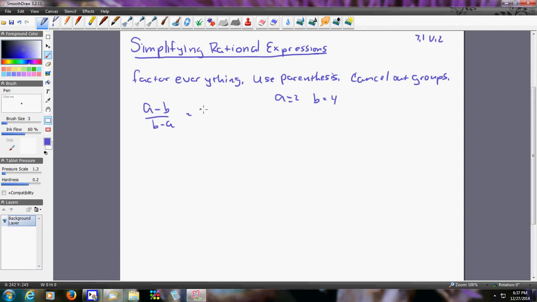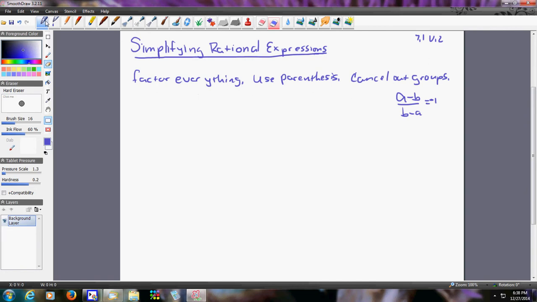You're going to end up with 2 minus 4 over 4 minus 2, which gives you a negative 2 over a positive 2, which is a negative 1. And the secret here is this. Whenever you have a minus b over b minus a, your value is always going to be negative 1. I'm going to write that as a little side rule, because that's a really useful piece of information. And like I said, the only caveat is a can't equal b, because otherwise you'll get 0 over 0, which does not exist.